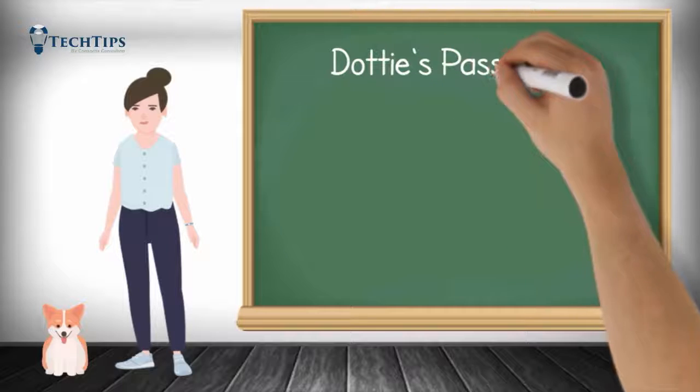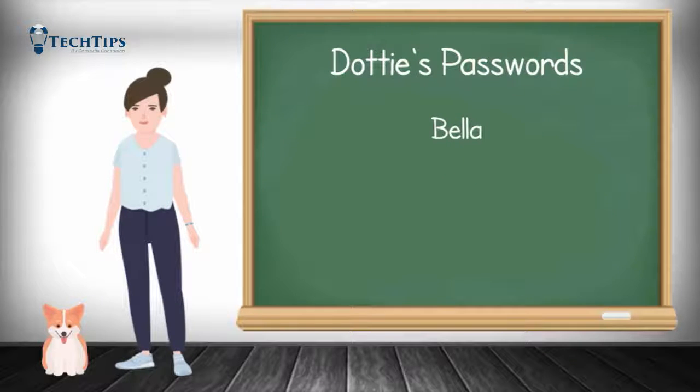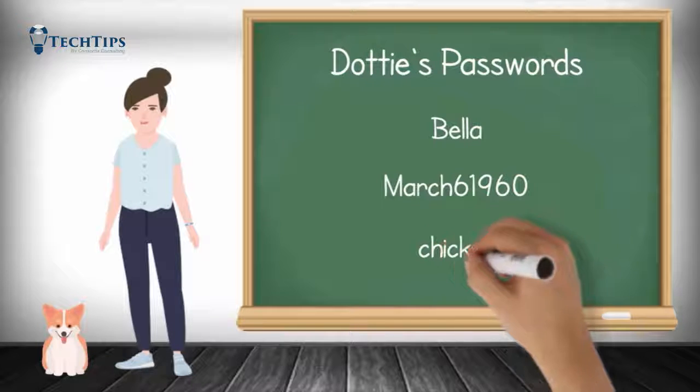Let's use my friend Digital Dotty as an example. Dotty likes to use her dog's name, Bella, for her password. Sometimes, when websites require a longer password or numbers, she'll use her birthday instead, March 6, 1960. She also changes it up by using a completely random word that no one would ever guess, chicken.